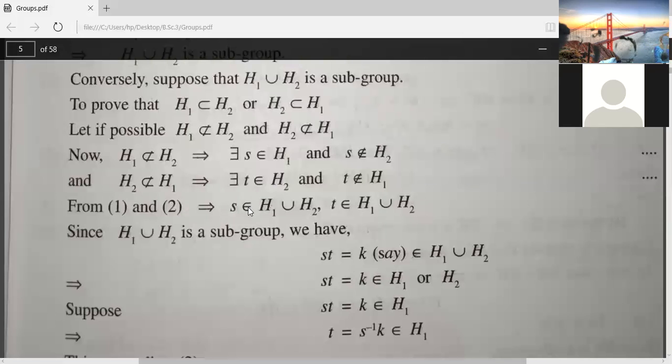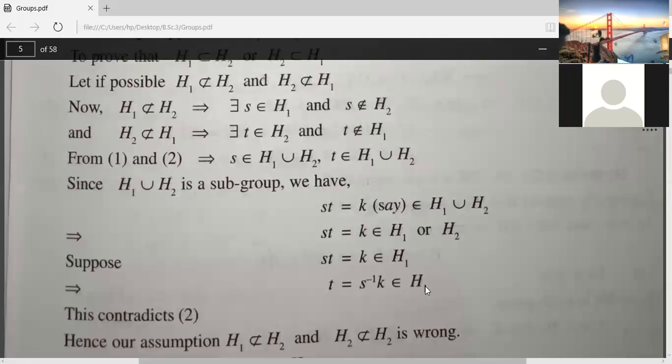Now from 1 and 2, we can write S belongs to H1 union H2 and T belongs to H1 union H2, because S belongs to H1 and T belongs to H2. Already we have taken that H1 union H2 is a subgroup, so we can write ST equal to K belongs to H1 union H2, that is, K belongs to H1 or H2.